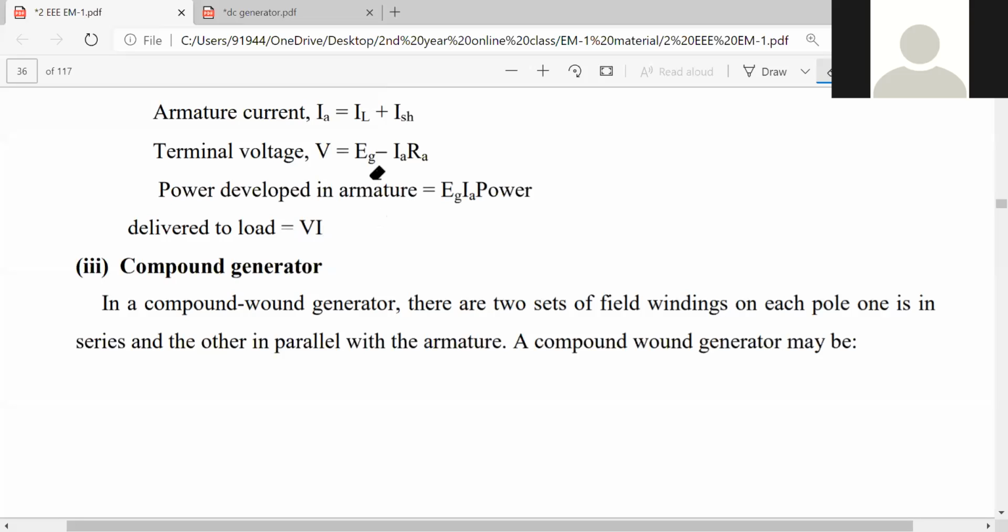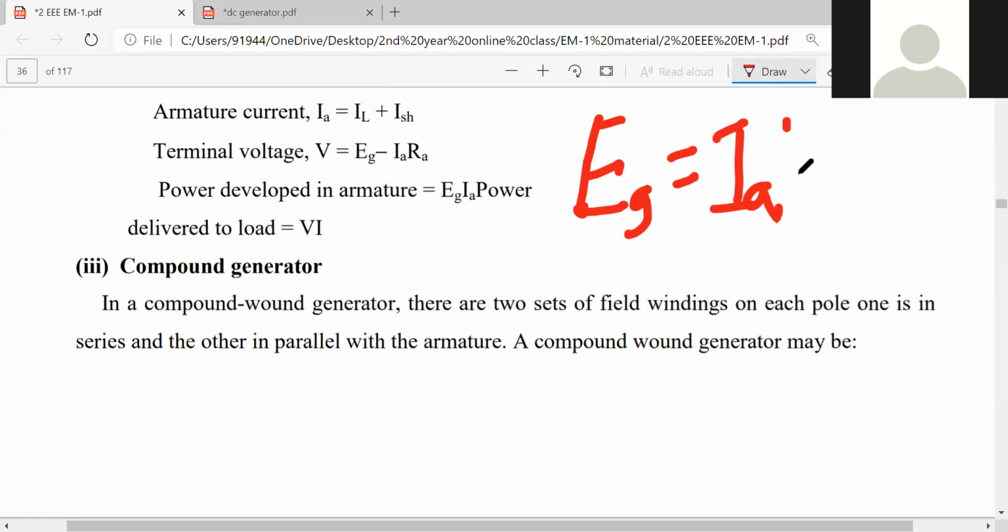So terminal voltage equals EG minus IARA. Always remember, source voltage equals the sum of the individual drops. Here in the case of a generator, the source is EG. EG is the source in the case of a generator. So that's why EG equals V plus IARA. Power generated, the source, is EG. EG, the source, equals the sum of the drops. So the drop across the armature is IARA.